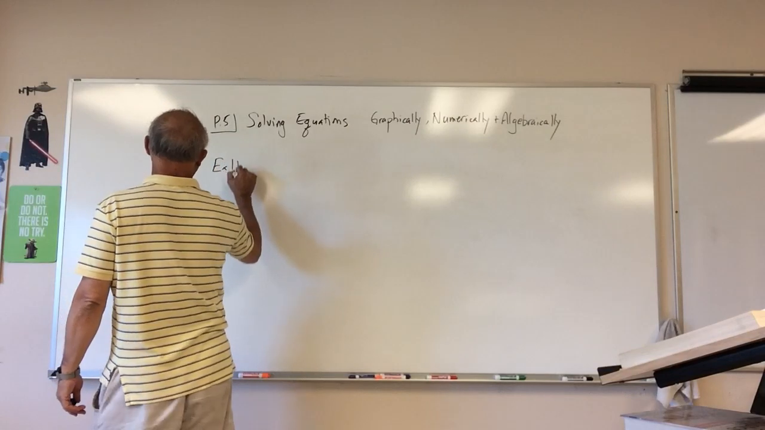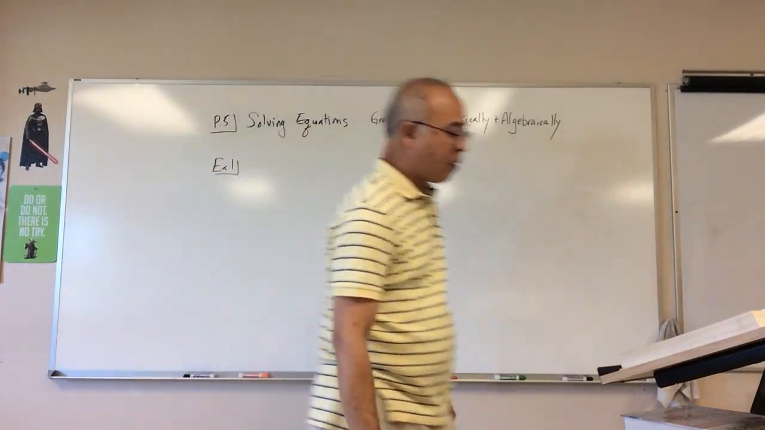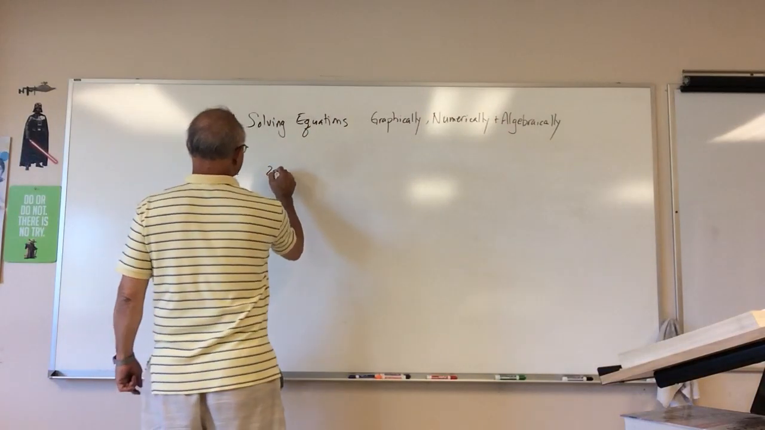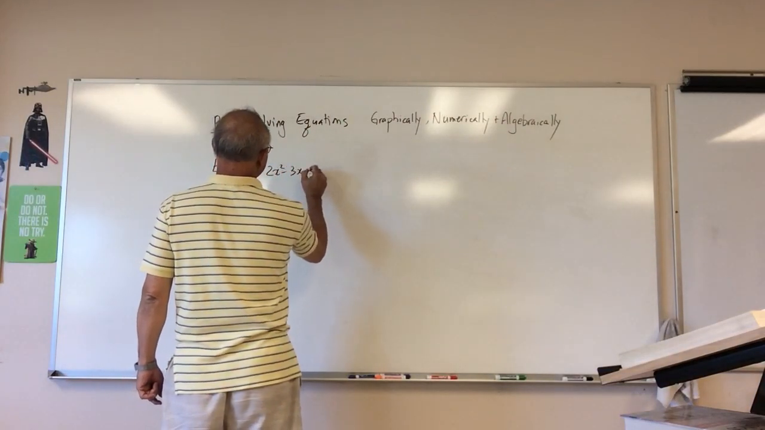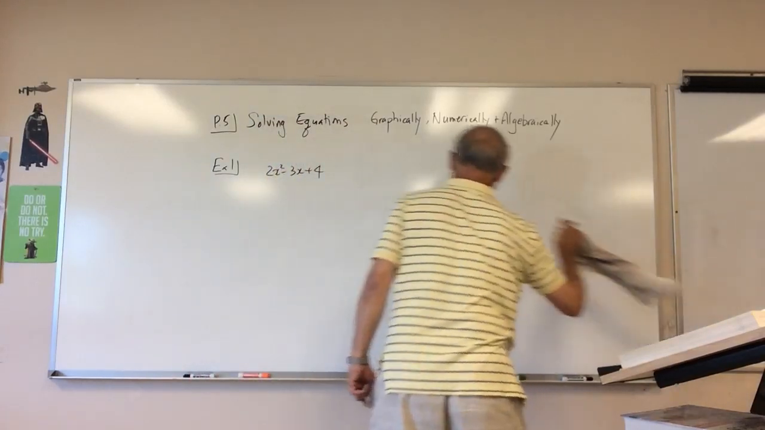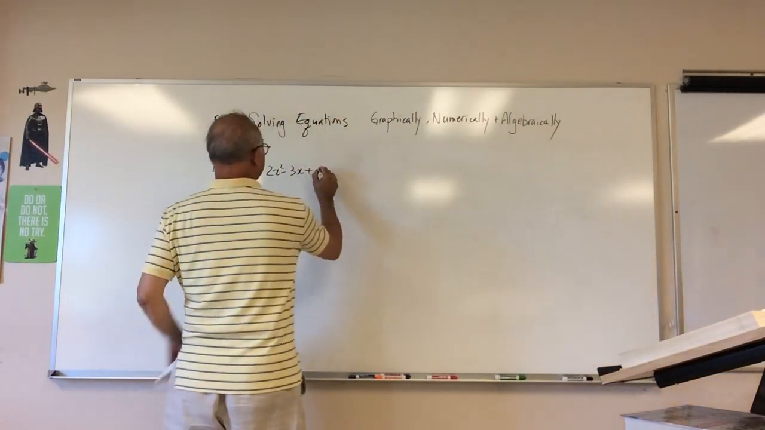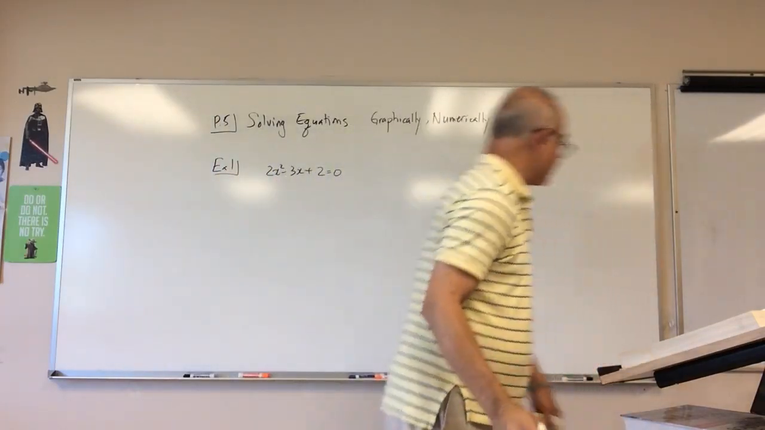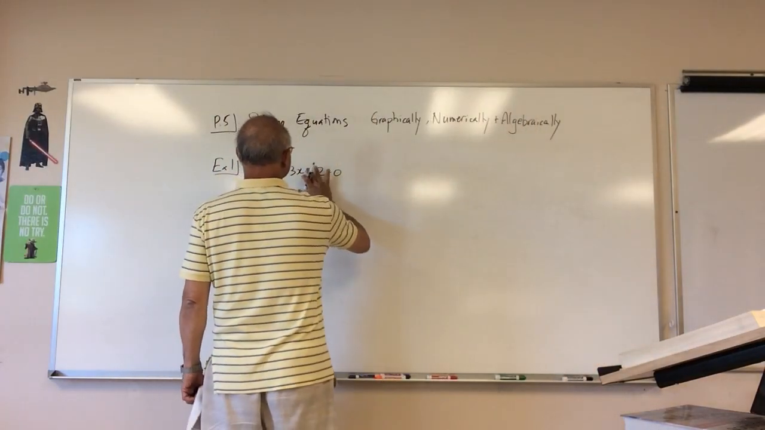Example number one, the question is 2x squared minus 3x minus 2 is equal to 0.